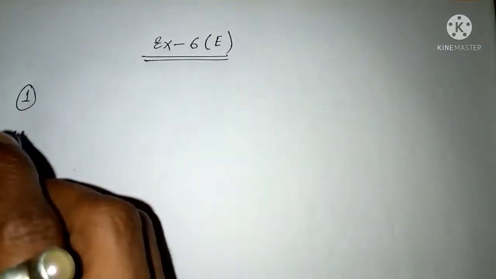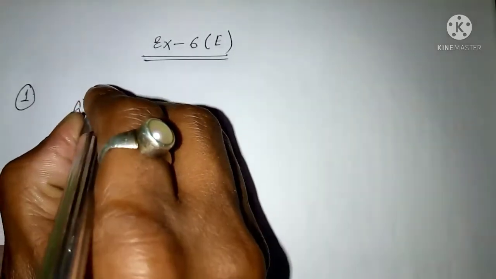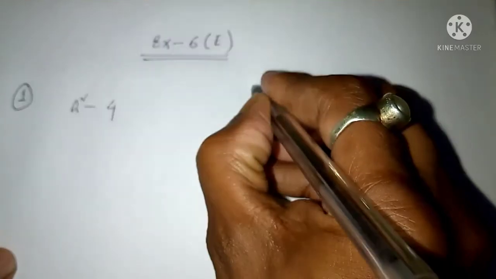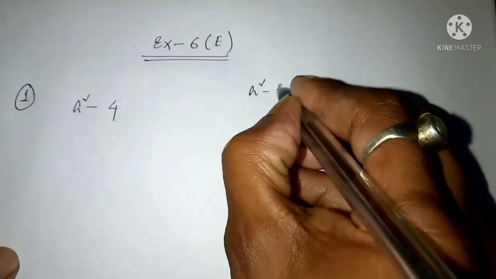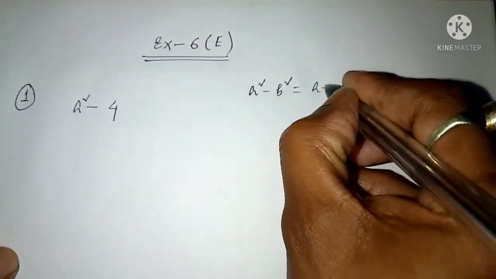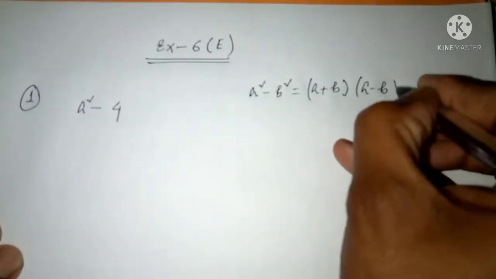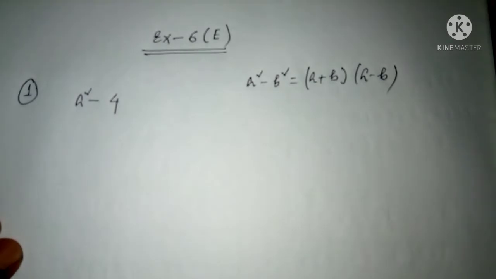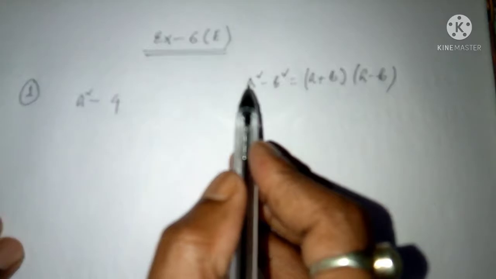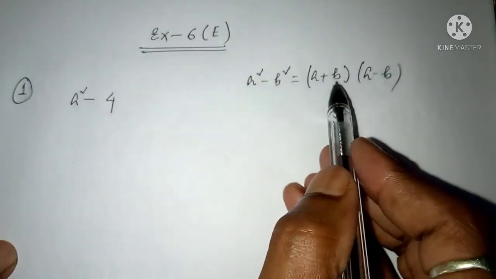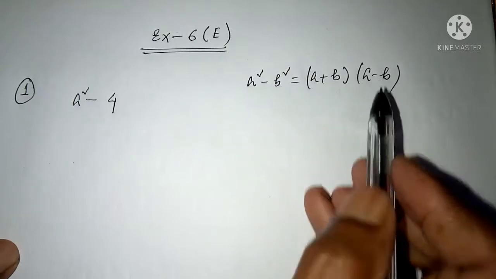Now this is exercise 6e, and our first question is a square minus 4. Before this, we have discussed a formula: a square minus b square is equal to a plus b into a minus b. So this is our formula. This is also in the same form. That means first of all I need to make this question in the form a square minus b square, and then I can write it in the a plus b into a minus b form.